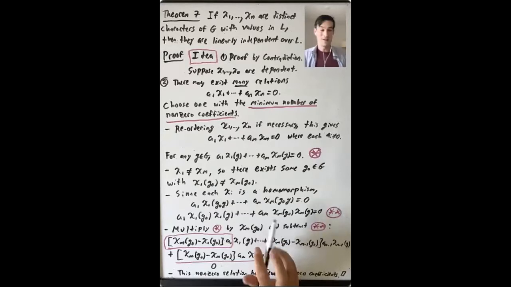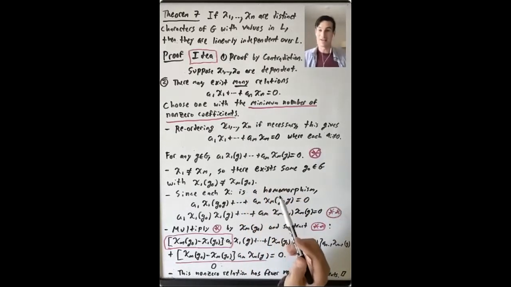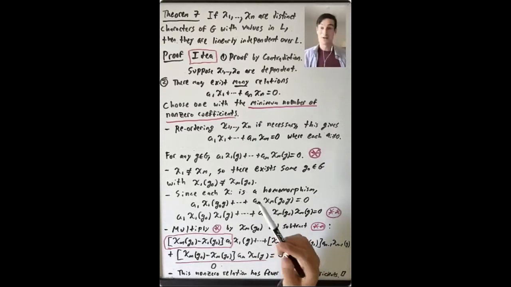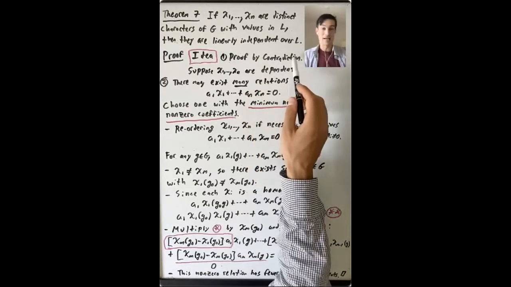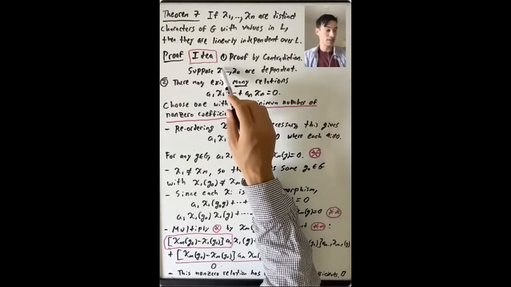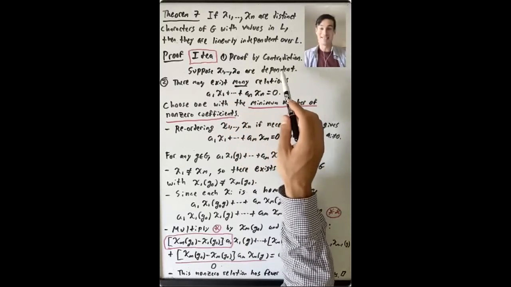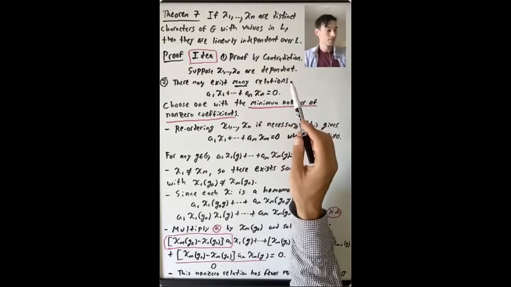Let's prove theorem 7 on the linear independence of characters. If chi1 up through chi(n) are distinct characters of G with values in L, then they are linearly independent over L. The proof idea is simple to remember. We're going to argue by contradiction. We're going to suppose that chi1 up through chi(n) is a dependent set of characters over L.